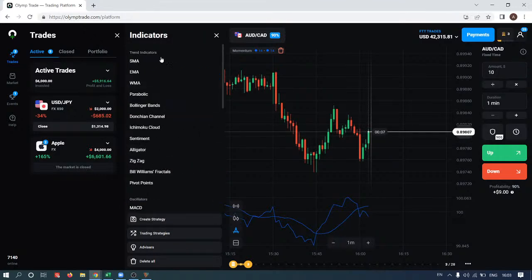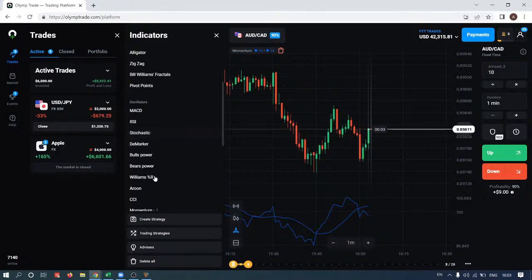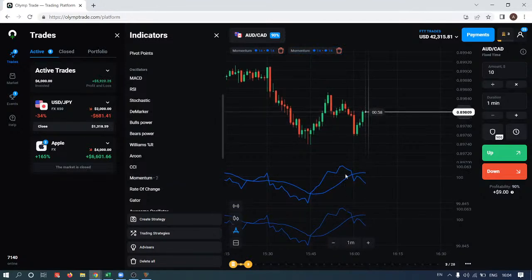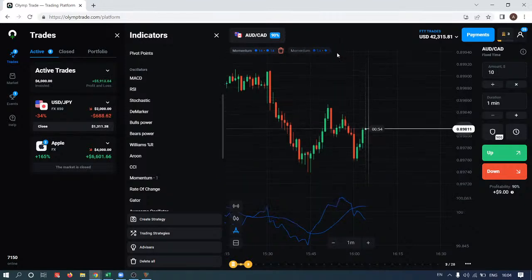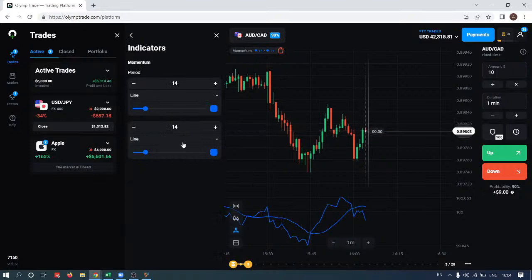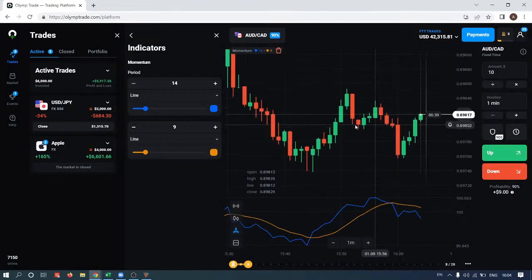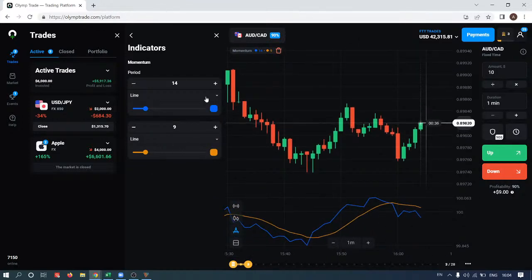All you need to do is go here and select an indicator called momentum. Once again, momentum. So you click momentum and you need to adjust it a little bit. Line 1 has to have the period of 9, 14 and 9. So I make it look like this.